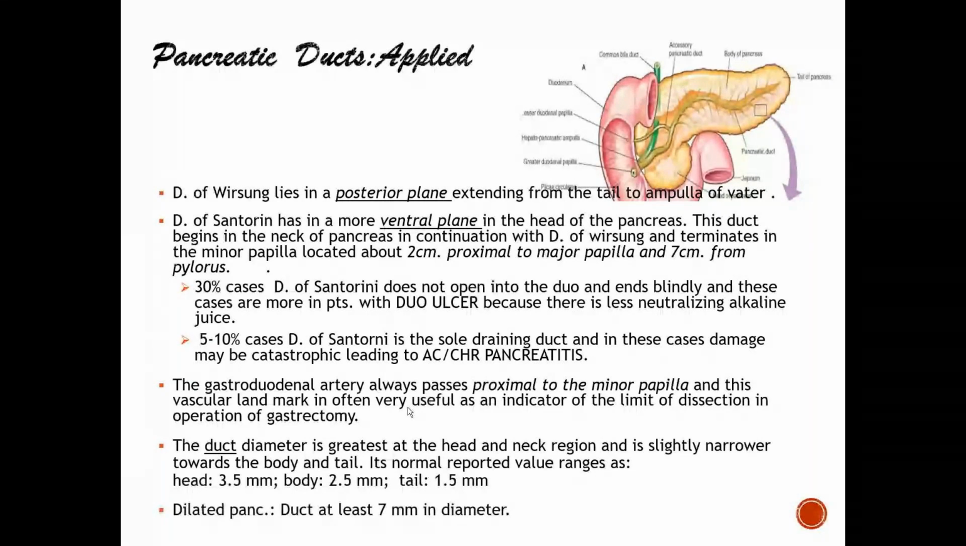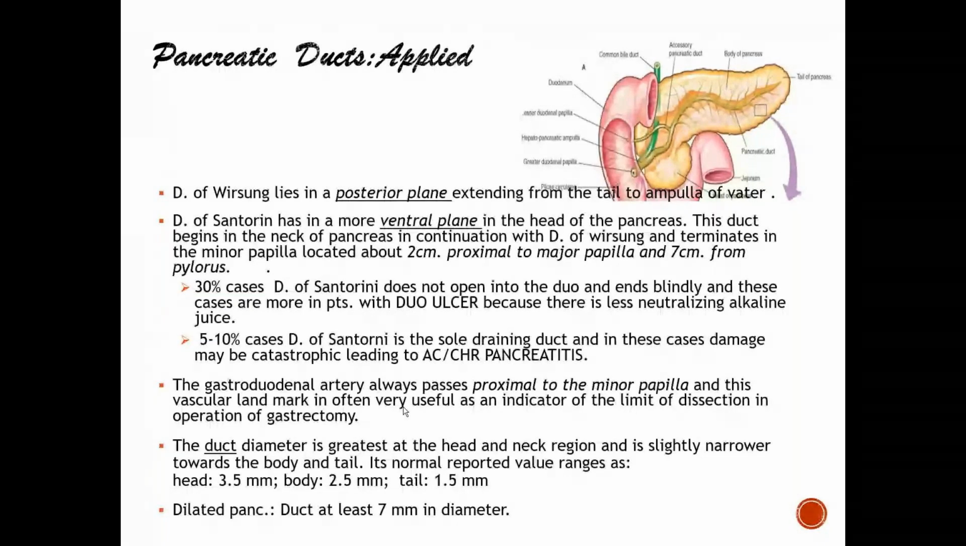Why? Because you don't want to go too distal in the duodenum and ligate and close the duodenum. Otherwise, you may injure the minor papillae. So you have to identify the gastroduodenal artery. Stop at the point of the gastroduodenal artery. Don't go distal to that.